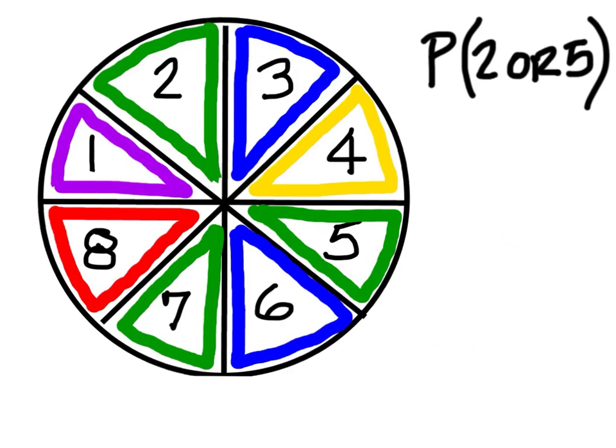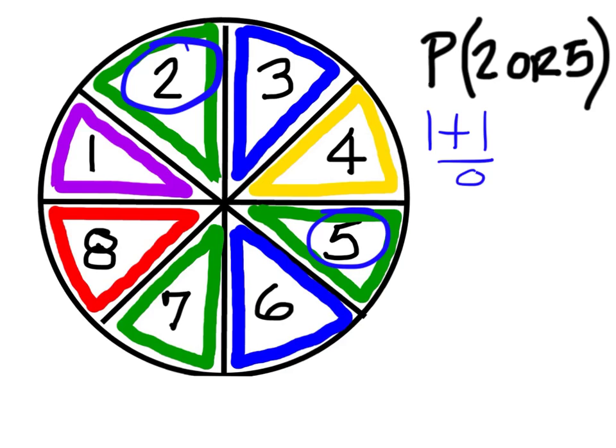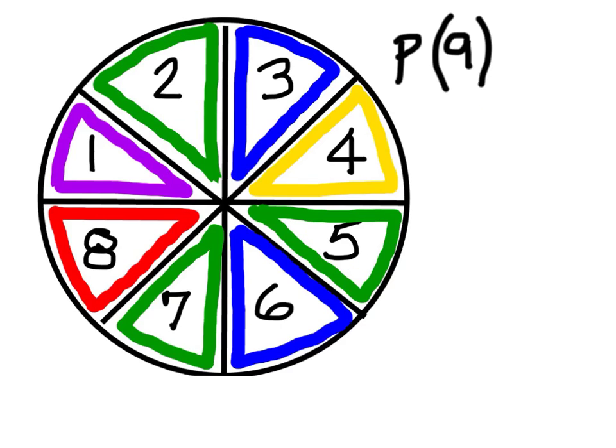Same spinner, but what's the probability of getting a 2 or a 5? 1/4. That's because you have a 2, a 5, add those together, it's 2 over 8, and you simplify to get 1/4. What's the probability of getting a 9? 0. Well, there's no 9 on there.